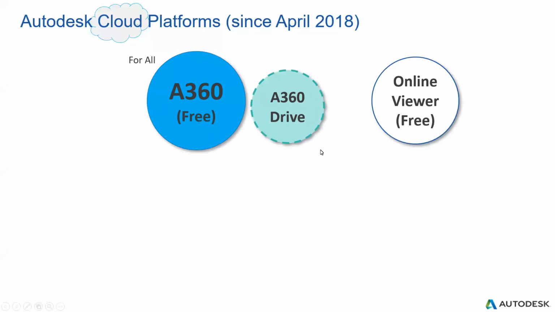Let's take a look at this picture. You see that there are three bubbles here: A360, A360 Drive, and Online Viewer. Actually, they are cloud-based solutions. Once you have registered an Autodesk account, you can enjoy our free service for A360, which is free storage with 5 GB, and it can run one single project. And the free A360 Drive allows you to synchronize your documents or drawings from your computer to the cloud platform automatically.